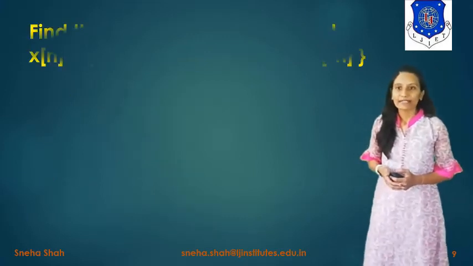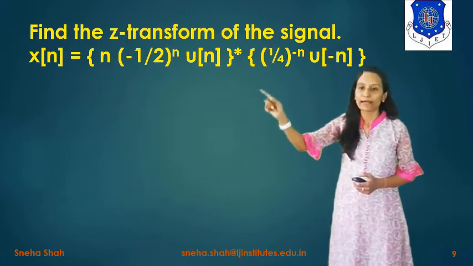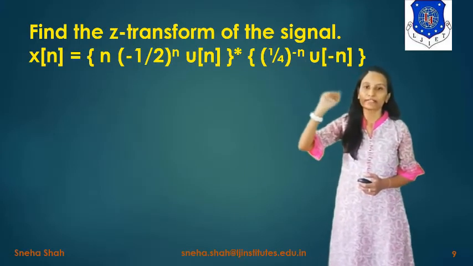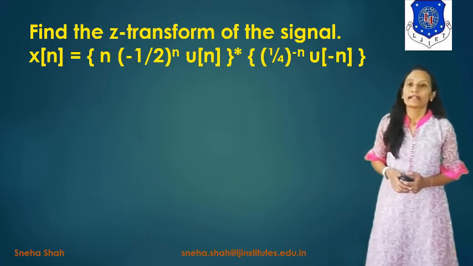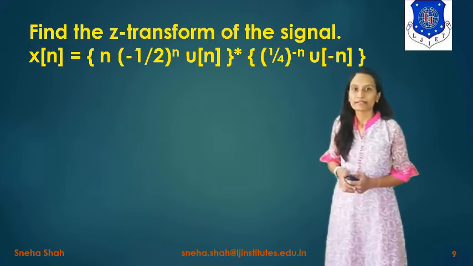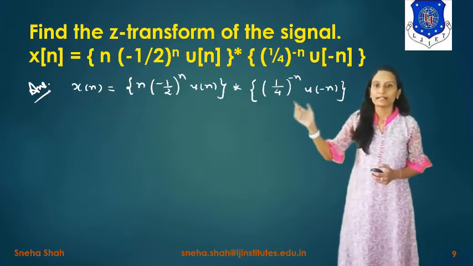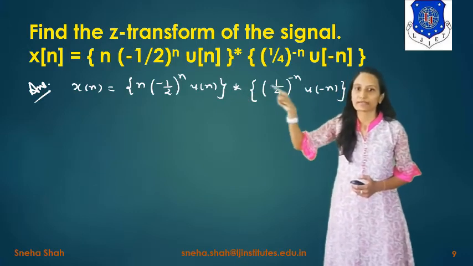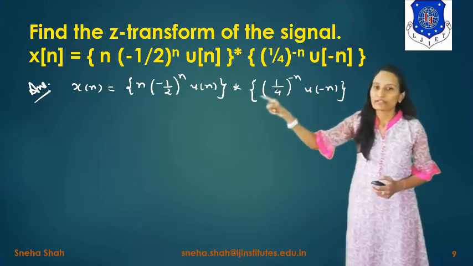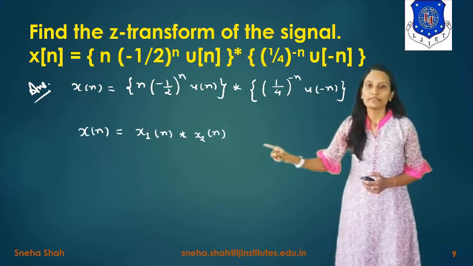Now the next example is to find the Z transform of the signal x[n] equals n(-1/2)^n u[n] convolved with (1/4)^(-n) u[-n]. If you want to solve this example, we will use the properties of the Z transform. The first term we will consider as x1[n], and the second term as x2[n]. So x[n] is basically x1[n] convolved with x2[n].